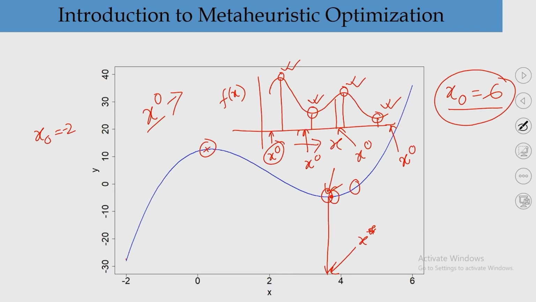So, depending upon the initial point, suppose you are supplying this particular initial point, then you may get the global maximum of this function, and if you are giving this particular point as an initial point, then you may get the global minimum of this particular function.